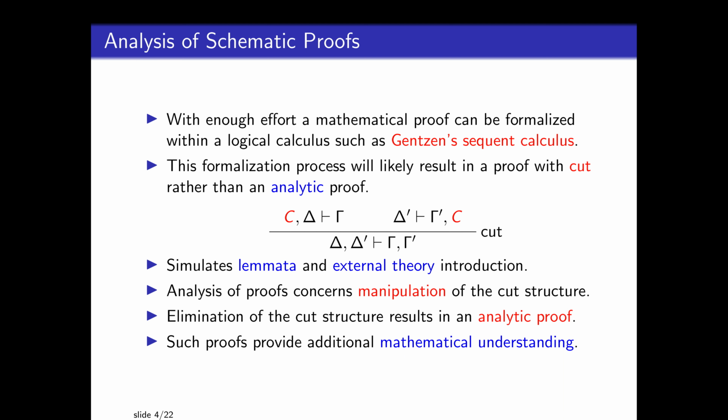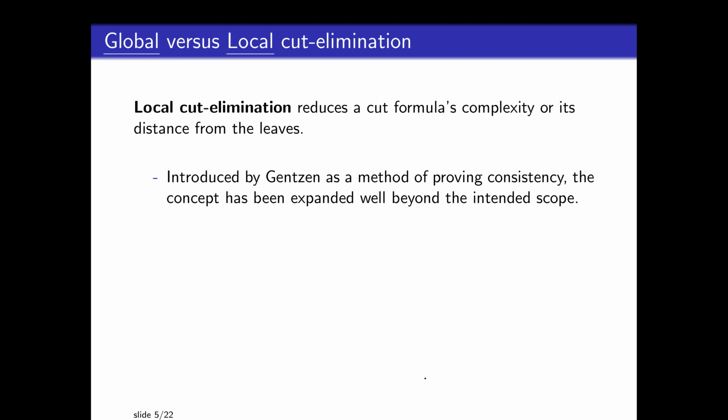So this action simulates schemata, and it simulates the introduction of external theory into the proof, right? Analysis of proofs is completely concerned with the manipulation of this cut structure. Not necessarily the removal, just the manipulation. But in the case of removal of the cut structure, or what we call elimination of the cuts, you get an analytic proof. And such proofs provide additional mathematical understanding, like with the Furstenberg proof, where we now understand how that proof is connected to the Euclid proof.